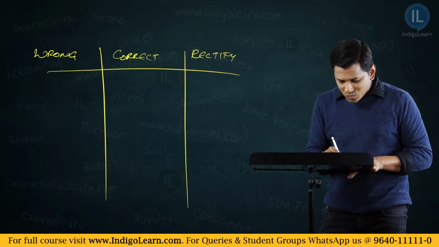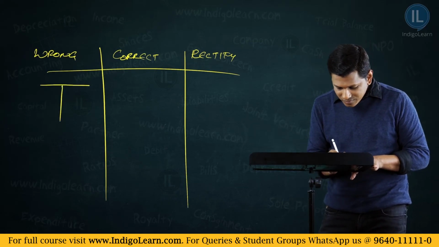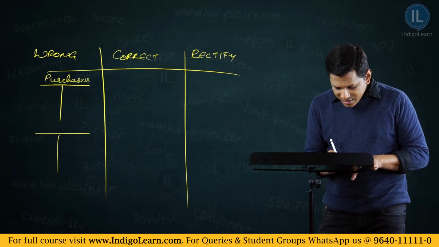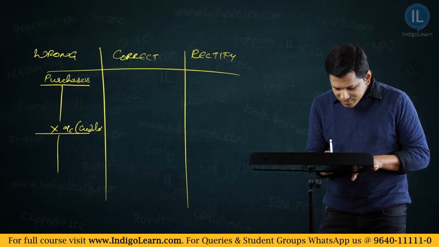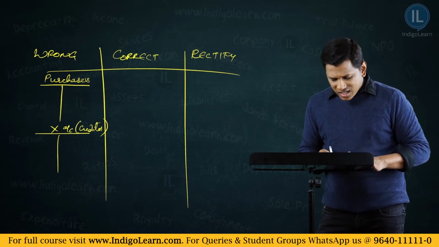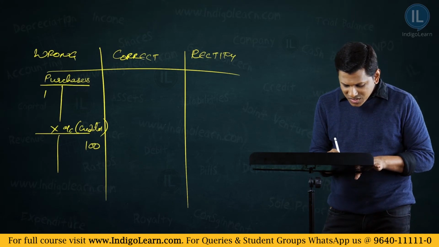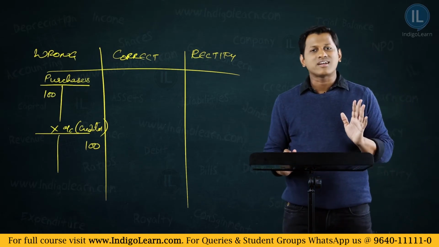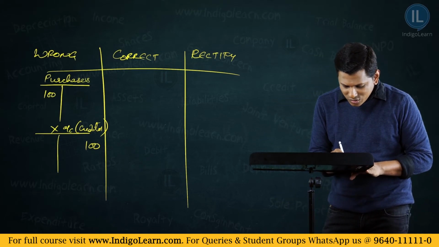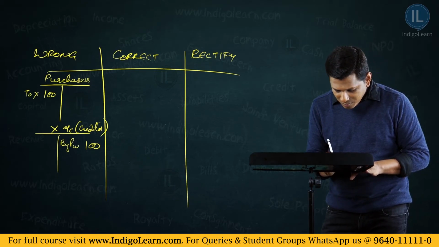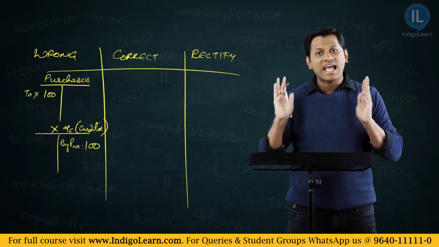Right. Now, what is the wrong treatment? Friends, the wrong treatment was something like this. There was this purchases account and there was this X account. X is a creditor. X account was credited with 100 and purchases account was debited with 100. Naturally, what would we have written? To X, and here we would have written by purchases. Agreed? This is what actually happened.